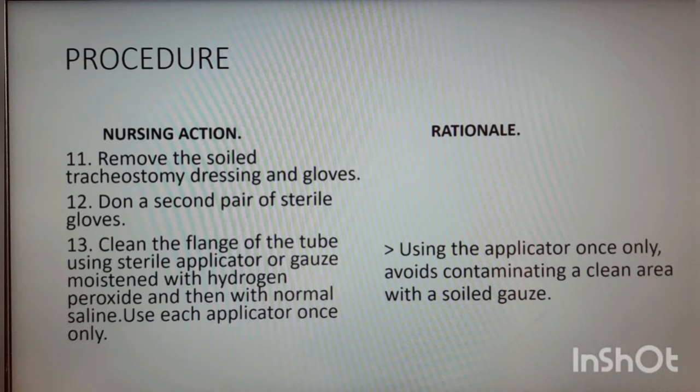Next, remove the soiled tracheostomy dressing and discard the dressing and the gloves. Next, put on a second pair of sterile gloves. Next, clean the flange of the tube using sterile applicators or gauze moistened with hydrogen peroxide and then with normal saline. Use each applicator once only. Using the applicator or gauze once only avoids contaminating a clean area with a soiled gauze.